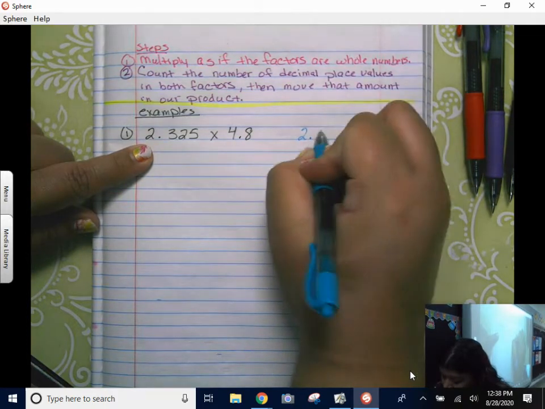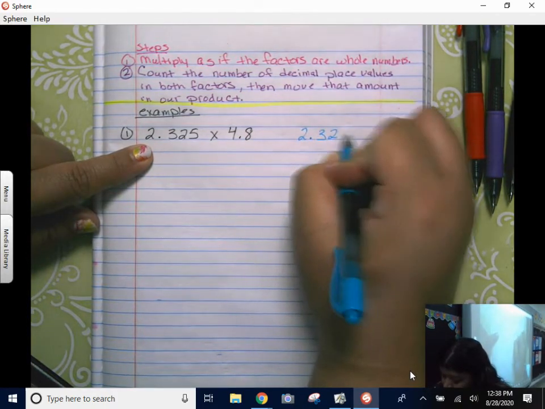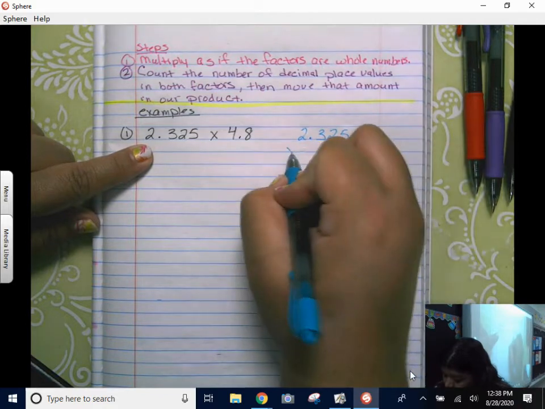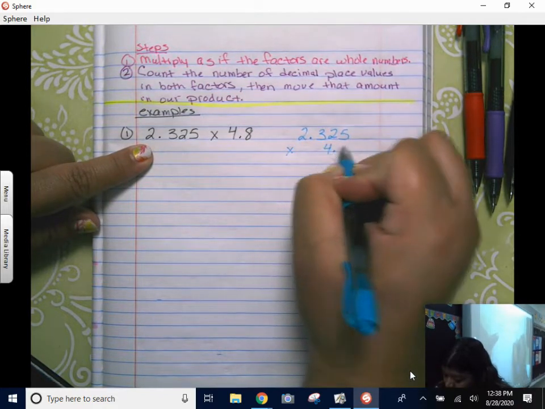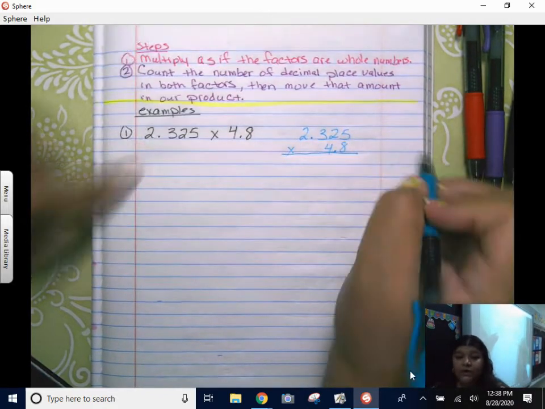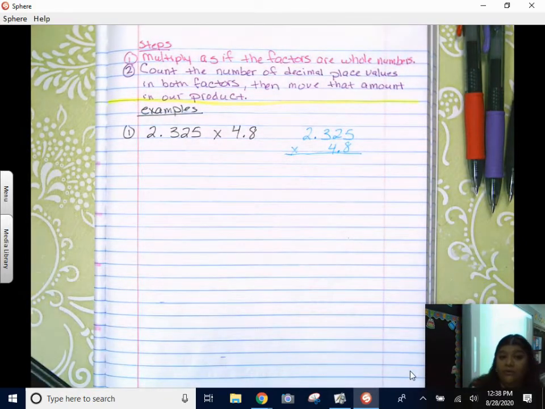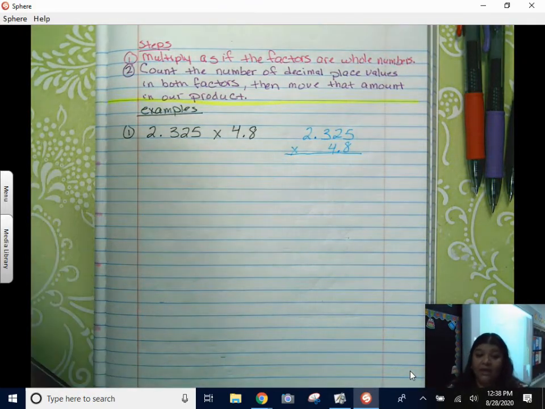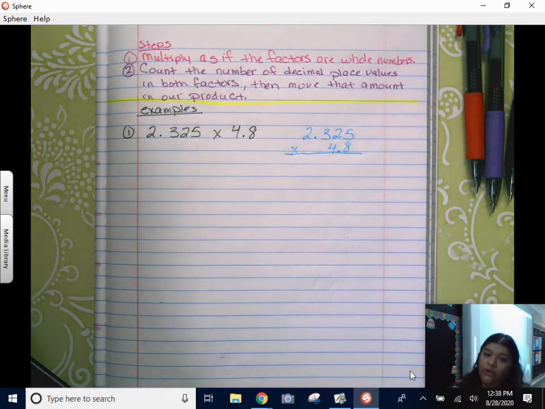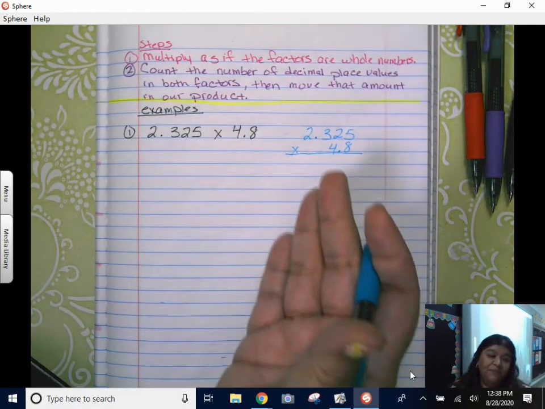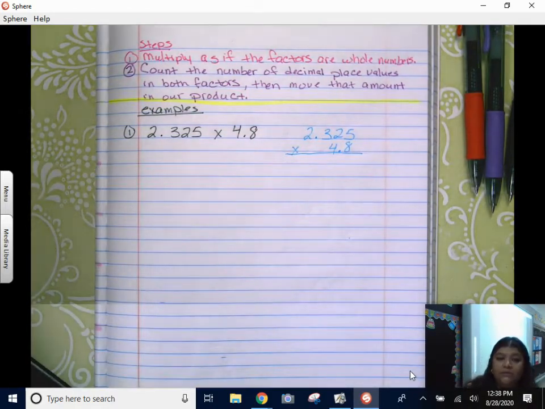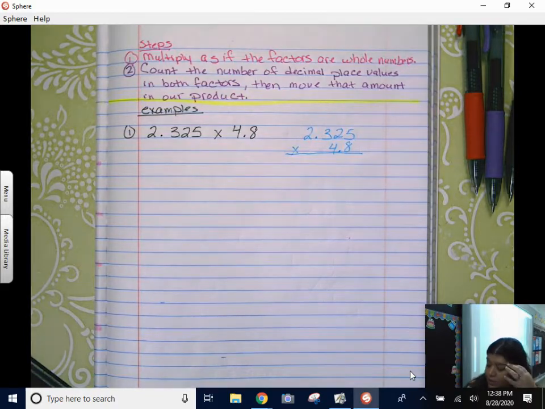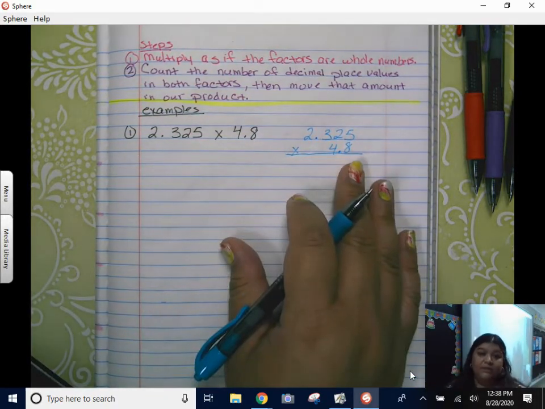So I'm going to go ahead and rewrite my problem. 2 and 325 thousandths times 4 and 8/10. Now notice when I wrote the problem, I do not have to line up my decimals, okay? If you line up your decimals and add zeros, then you're going to give yourself a lot more work, and when you do a lot more work, especially multiplication, you're going to set yourself up for possible mistakes later on. So you do not have to line up the decimals here.